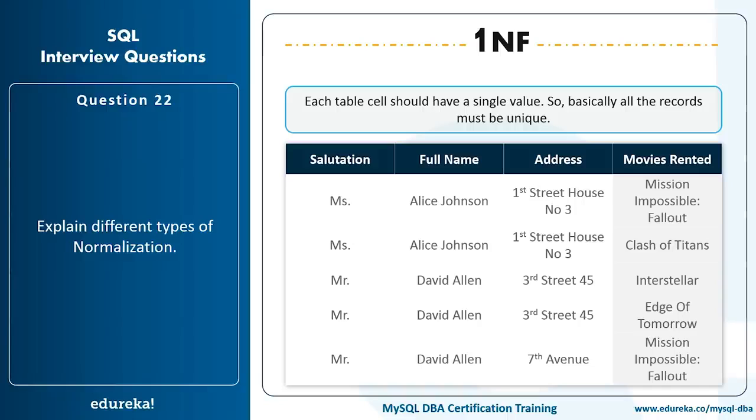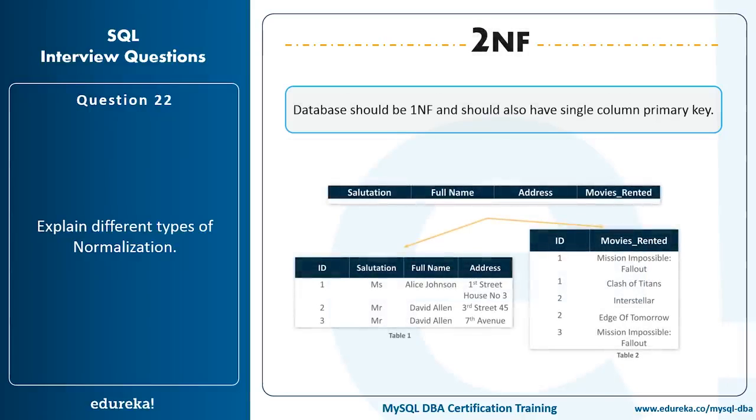Now, you have to divide this table to 2NF. When I say 2NF, that is the second normal form, you can divide this table into two different tables. To have a table in 2NF, you need to make sure that the database is in 1NF and also has a single column primary key. Since the table we considered is in 1NF, that's applicable to our situation. Now let's move forward to the 2NF.